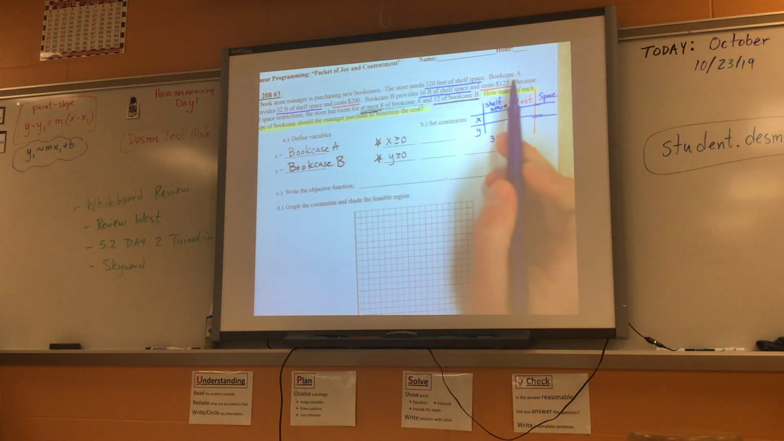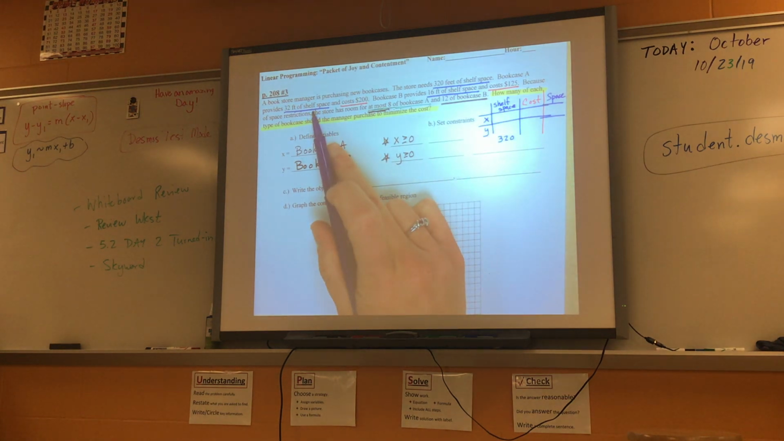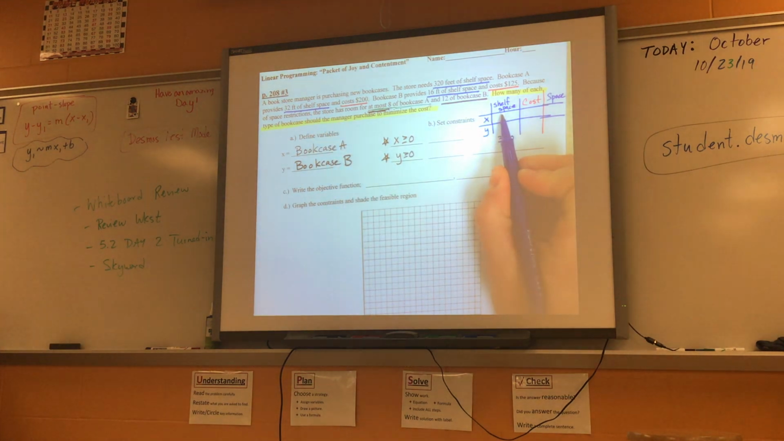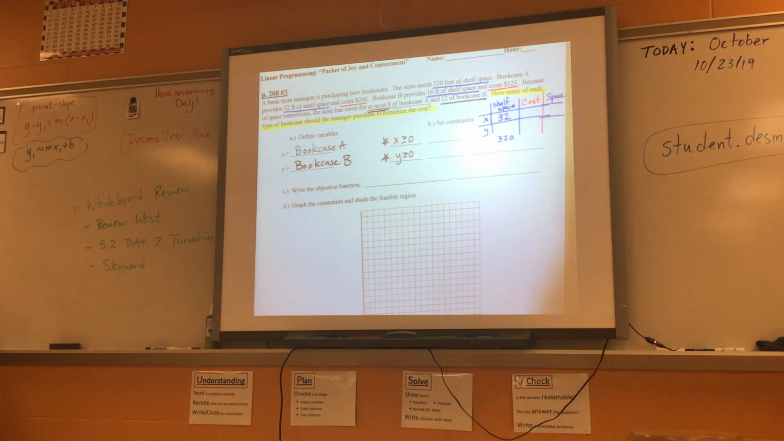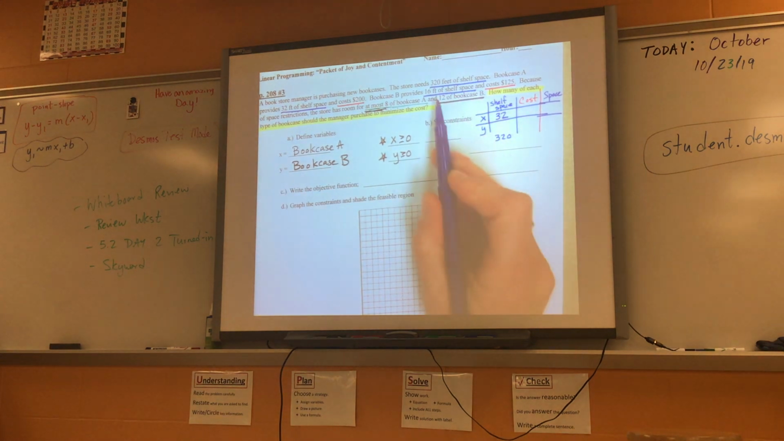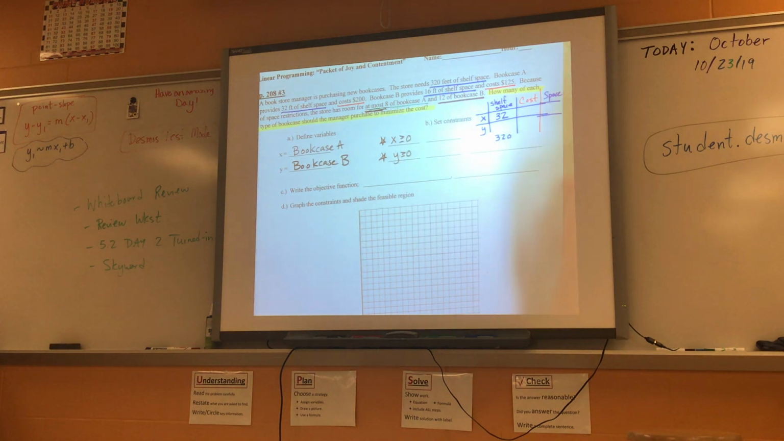Then it says, specifically, bookcase A provides 32 feet of shelf space. So I'm going to put that down right here under X, because X is bookcase A. So 32 is shelf space for bookcase A, which is X. Then let's go to the other thing I underlined in blue. 16 feet of shelf space for bookcase B. So that's going right here.